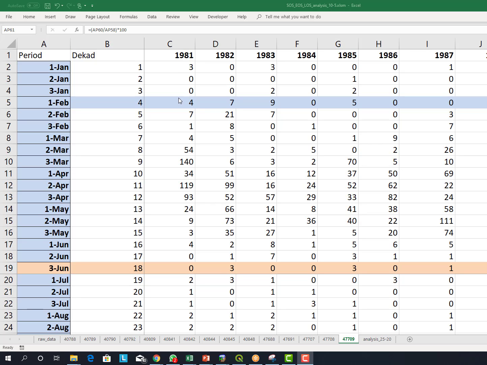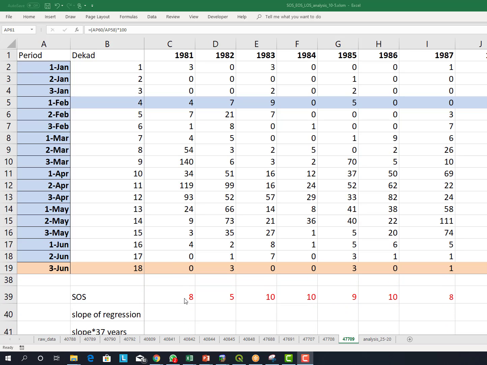For a given year, we start looking for the start of season at decade 4. Then if we find a decade with 10 millimeters or more, that is a potential start of season. Find 2 more decades with 5 or more, then we say that this one is the start of season. So here we calculated the start of season, decade 8.